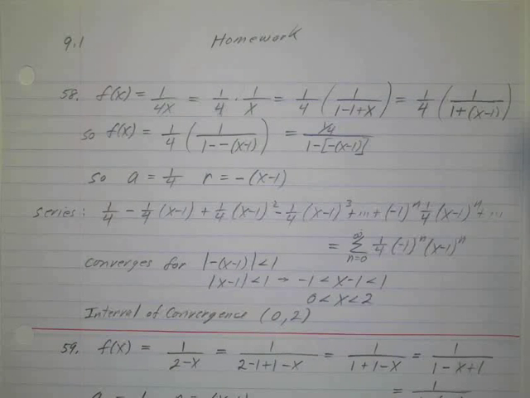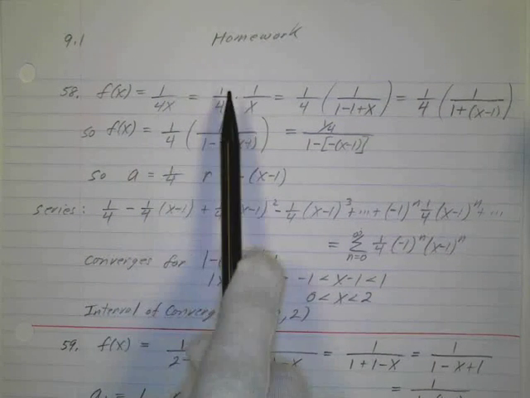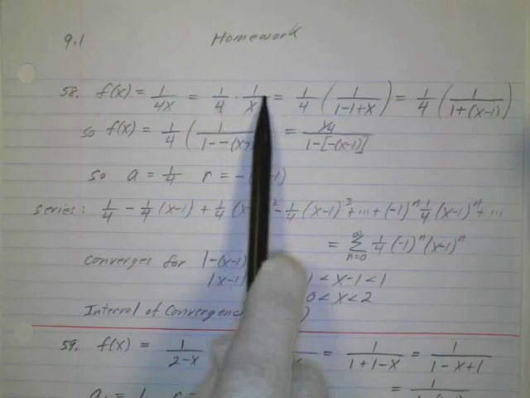Okay, some more problems from section 9.1, and this is number 58. They wanted you to find, again, a power series, including the formula for the nth term, for 1 over 4x, and they kind of gave you a hint on how to do this, but you could probably figure it out yourself anyway. We'd write 1 over 4x as 1 over 4, times 1 over x.